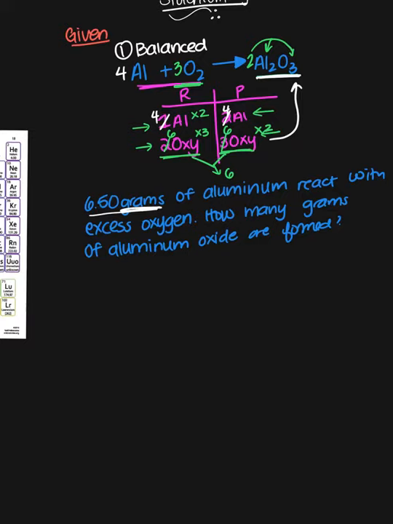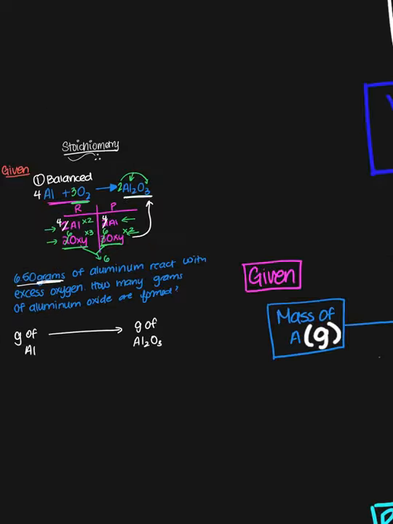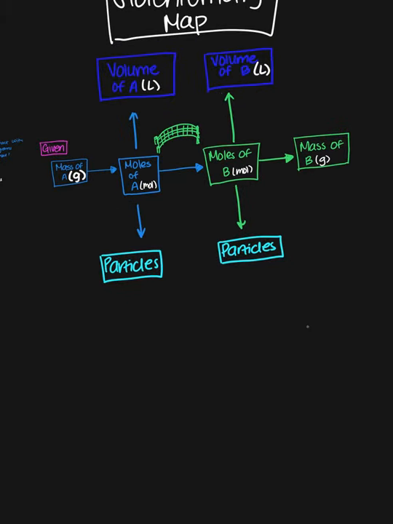Once you do that, we're going to go over converting our grams. We want to convert from grams of aluminum, which is your reactant, to grams of aluminum oxide, which is our product. Whenever you're approaching these types of problems, I always like to refer to the stoichiometry map, and eventually you'll get a hang of it. They're asking us to go from our mass of aluminum, which is our A in this case, to our mass of aluminum oxide, which is B. So we just follow the road straight down.